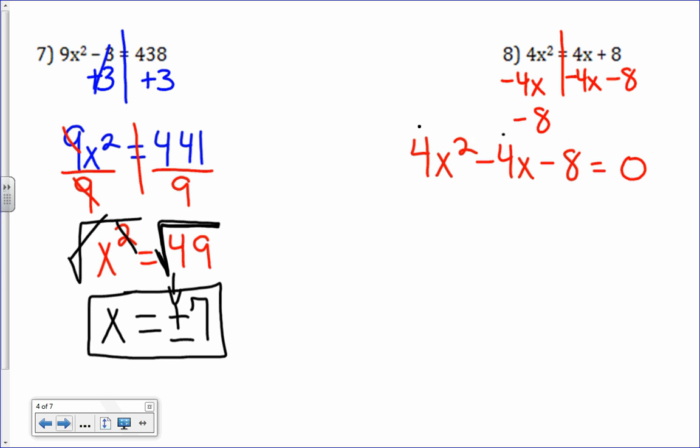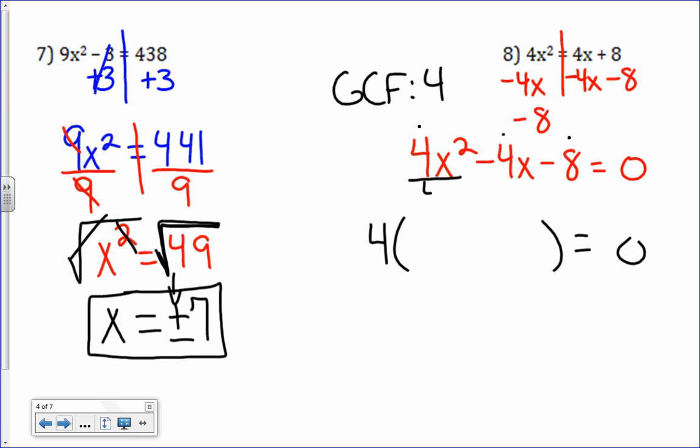Now when I look at this trinomial, I notice that each term has a greatest common factor. 4, 4, and 8 all share a GCF of 4 in common. So what I would do first is factor out that 4, and remember, when we take it outside the parentheses, that means we have to divide it out. 4x squared divided by 4, the 4's cancel and I'm left with x squared. Negative 4x divided by 4, again the 4's cancel and I'm left with negative x. And then negative 8 divided by 4 at the end is negative 2.